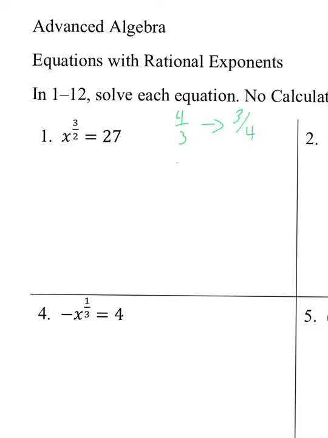The inverse of 2/3 would be 3/2. The inverse of 1/4 would be 4/1, or just 4. The inverse of negative 5/1 would be 1/-5. So for the inverse, it's just like taking the reciprocal.